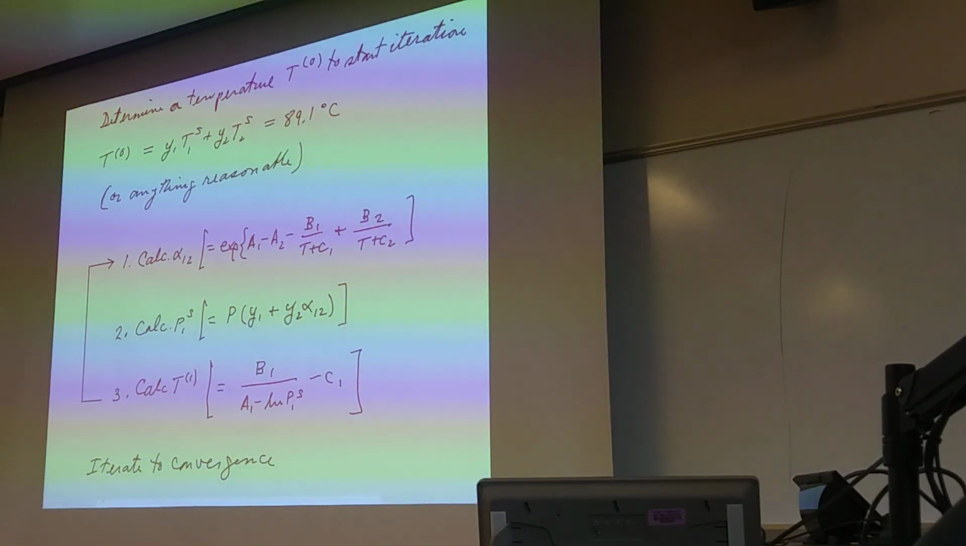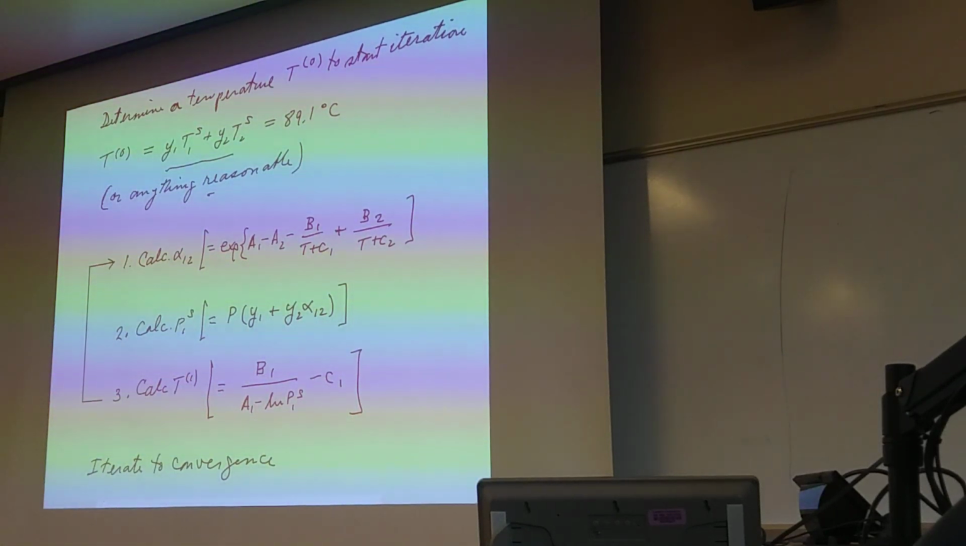So now to set up our iteration, we need a starting temperature, and what we did before was to just use the mole fraction average boiling point temperatures, as I've shown here. And that worked out to be 89.1 degrees C, so we can use that again. But anything reasonable is going to work, because the iteration is so fast that if you start out with an initial guess for temperature that's pretty far off, it'll just take a little bit longer for you to converge on the result.